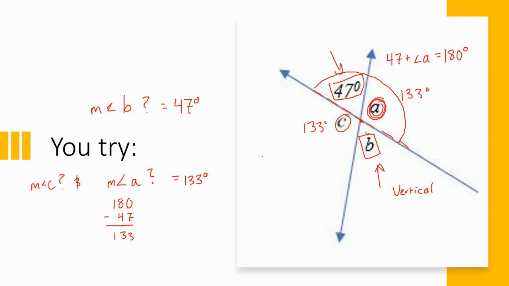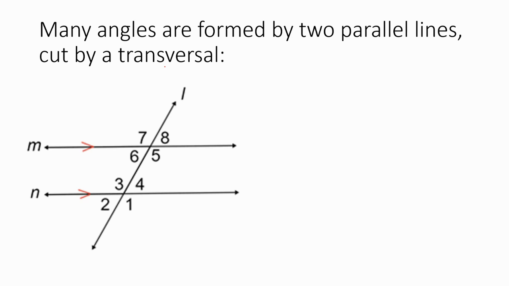All right, moving on. Our next idea is a bit more vocab. Parallel lines are lines that never touch. Lines that will never touch.